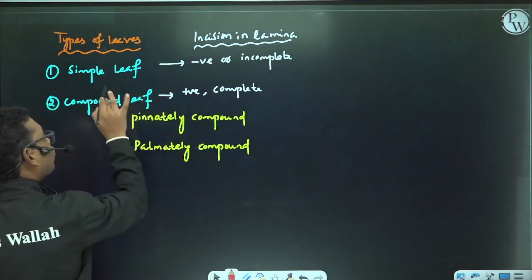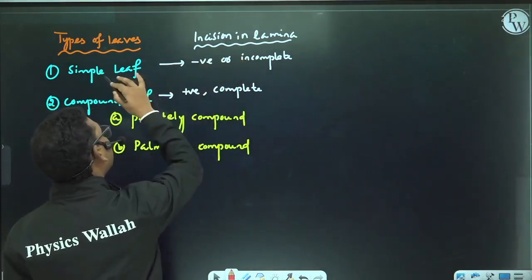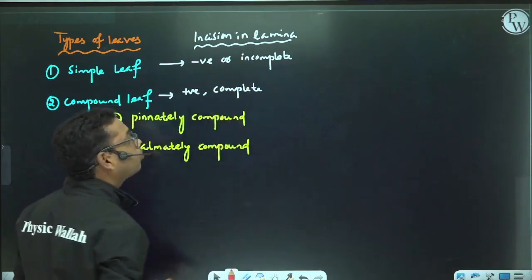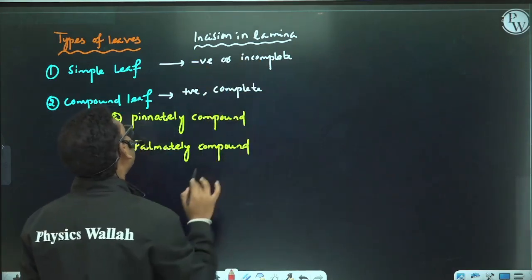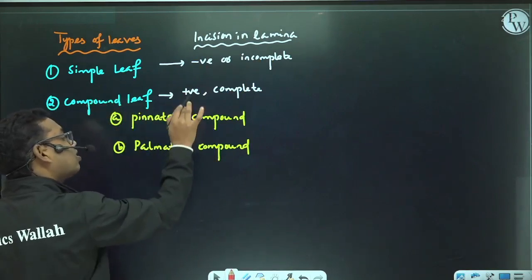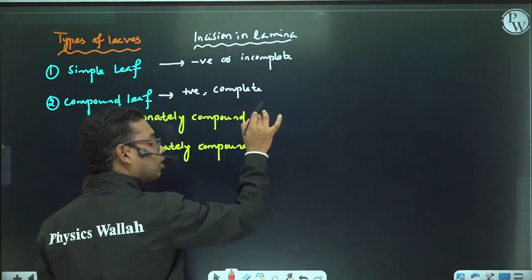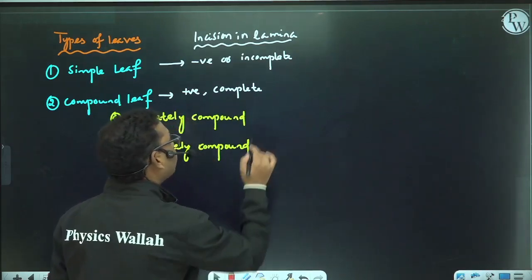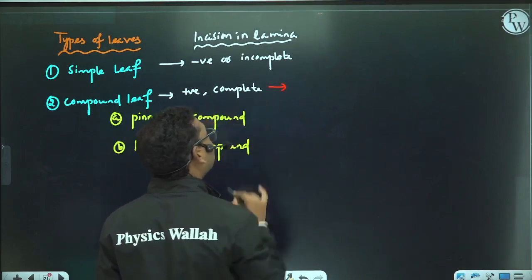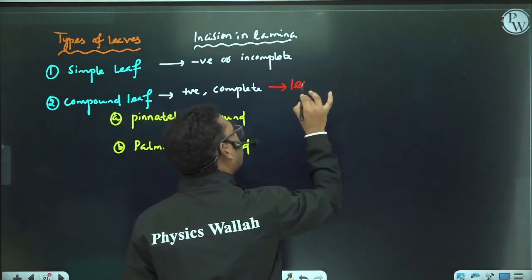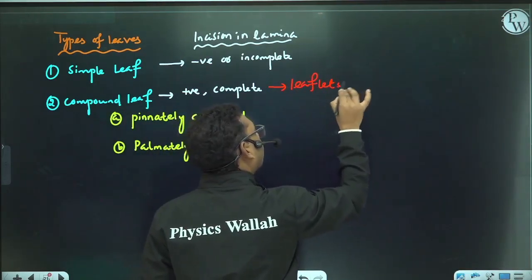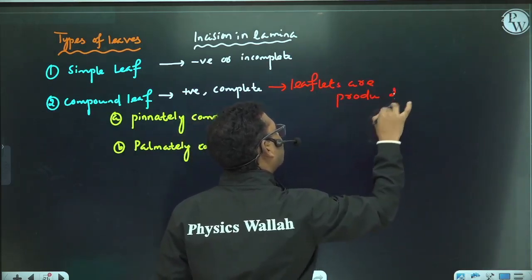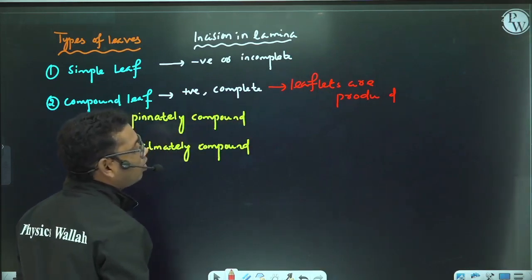Okay, so in case of simple leaf, the incision in the lamina is either absent, or if present, that will be incomplete. And in case of compound leaf, incisions are present and they are complete. That means the incisions touch the midrib and they produce leaflets. So here, if the incision is complete, that means leaflets are produced, or leaflets are formed. What are formed? Leaflets are formed.